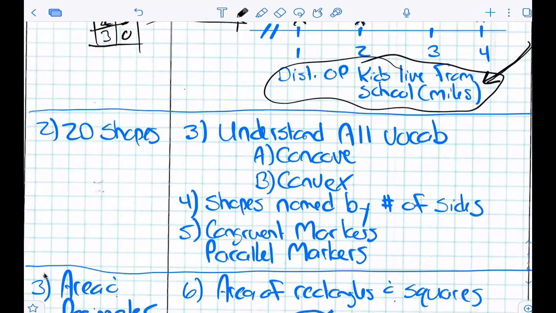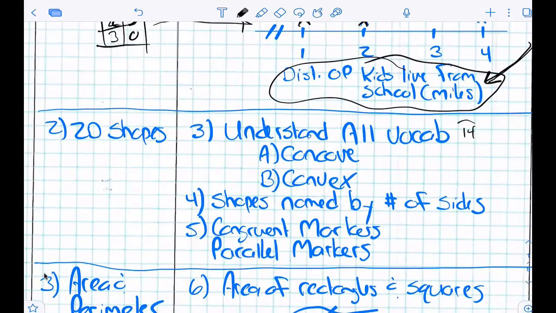Second thing we do is 2D shapes. I think there were 14 vocab words. Do you need to know all those vocab words? Yes. The 2 really, really big vocab words that I know you need to know as a 5th grader are concave and convex. Concave means it does what? Put your iPad down. Concave means it caves in, right? Convex means it pops out, or it's just normal. It doesn't pop out at all, okay?